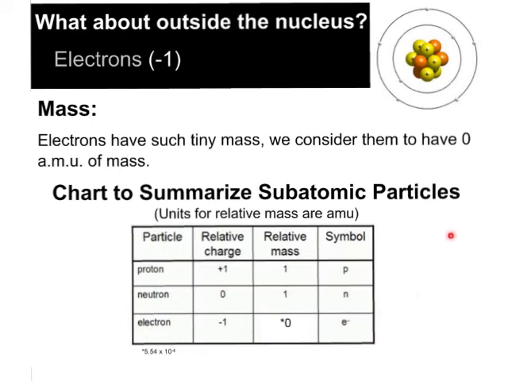Here is a chart summarizing the subatomic particles, their symbols. Oftentimes we write an electron as an e with a negative sign. This also tells the charges and their relative mass.